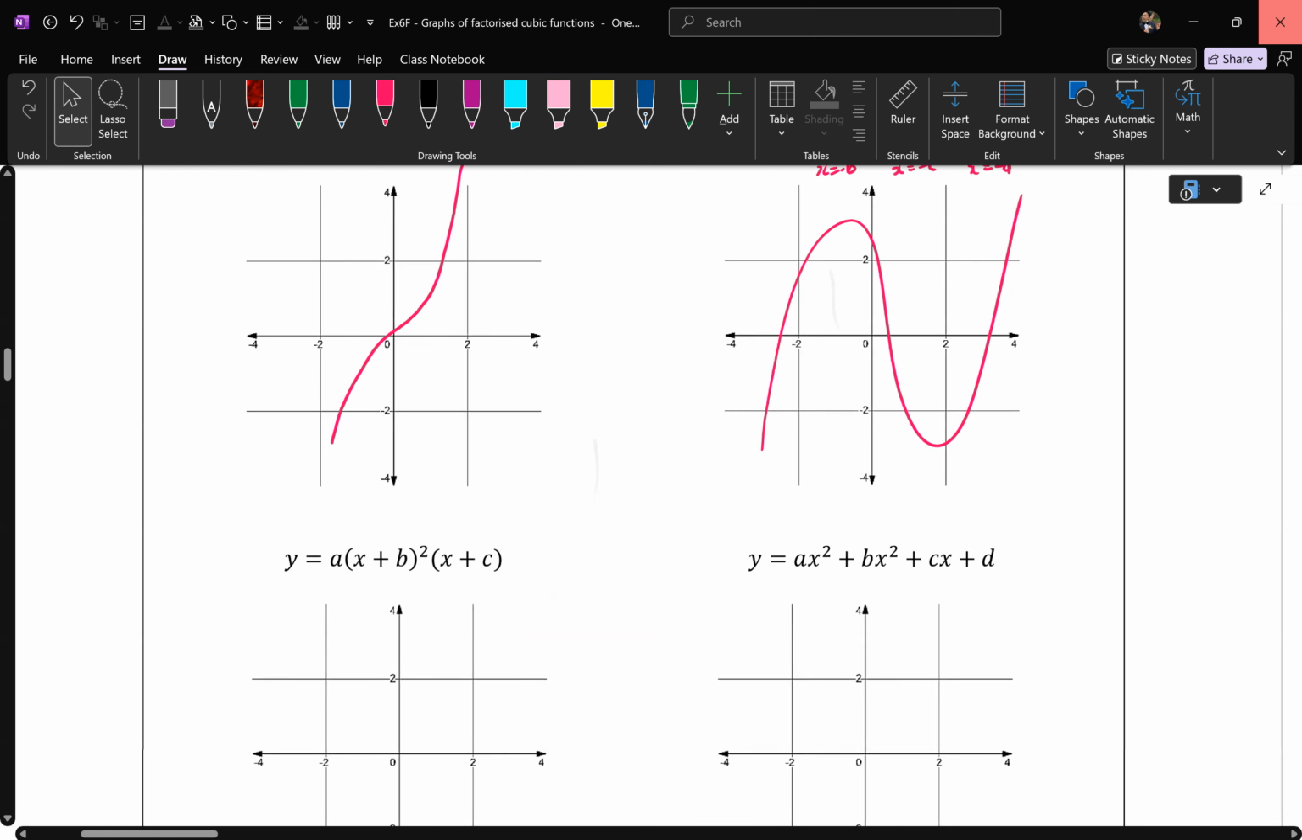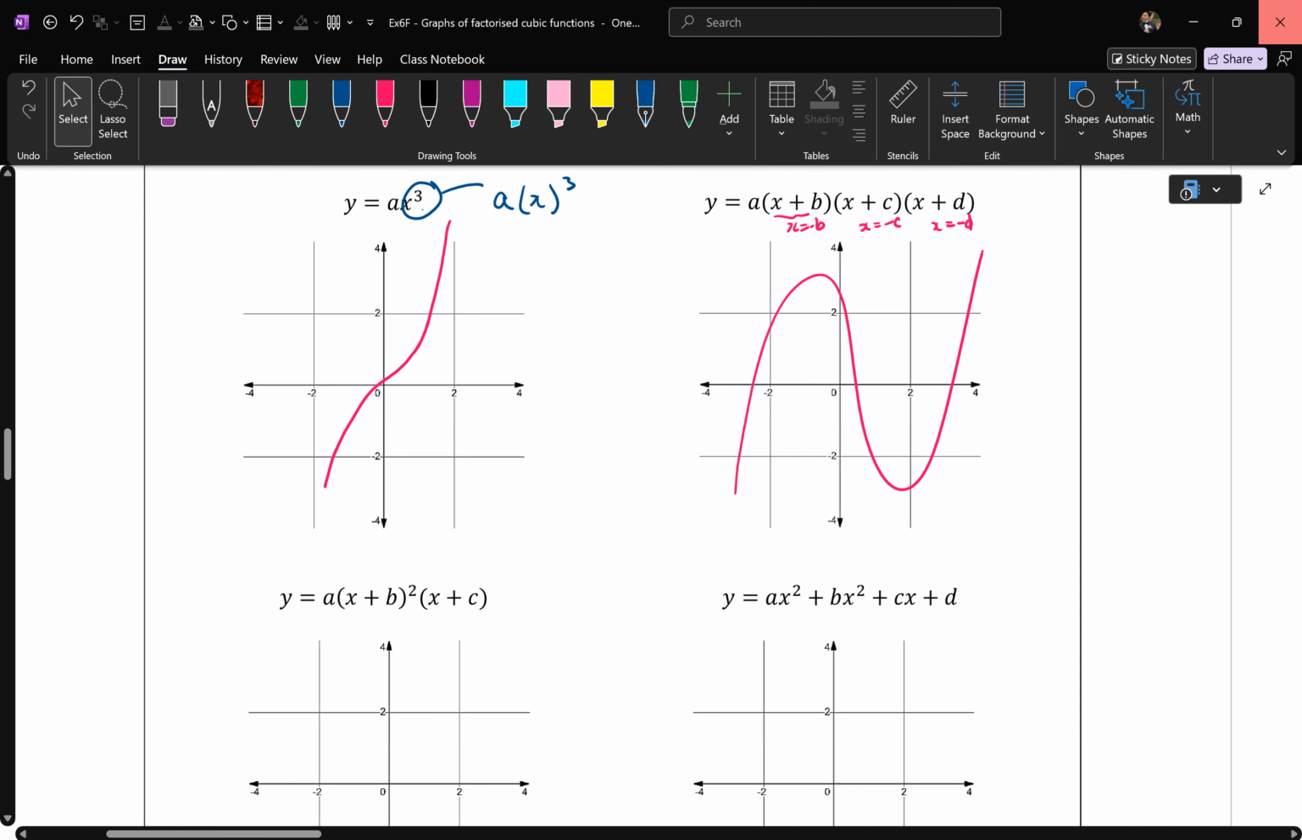Let's have a look at another type. What about this one now? How many x-intercepts do you expect this one to have?